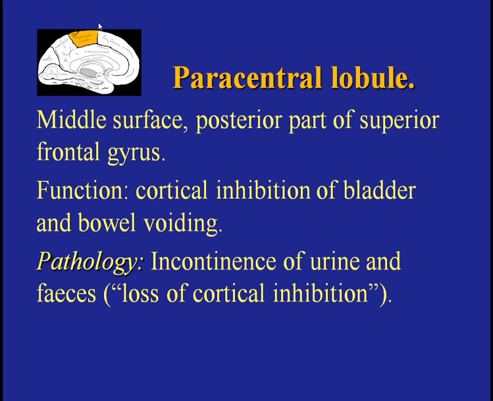Paracentral lobule, visible on the middle surface, posterior part of the superior frontal gyrus. You see, this is the internal or medial surface. This part is visible only on this internal part of the frontal lobe. Function: cortical inhibition of bladder and bowel voiding. In case of pathology, incontinence of urine and feces, loss of cortical inhibition.